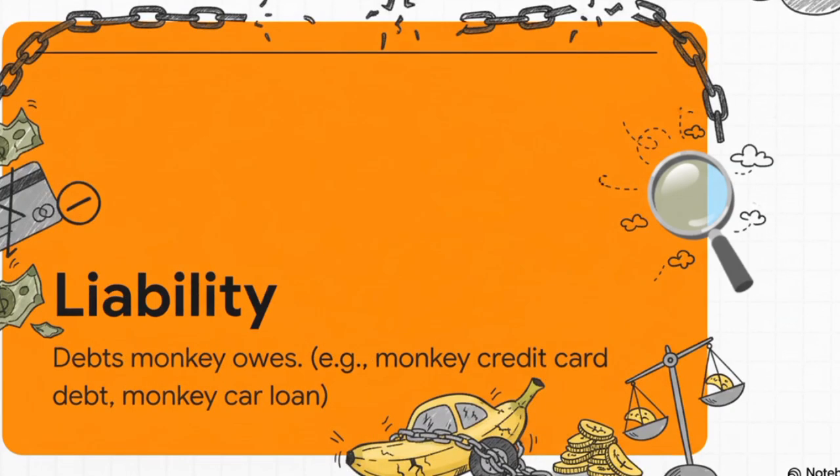And on the flip side of an asset, you've got a liability. These are just the debts a monkey owes. Think monkey credit card debt or a loan for a new banana car. At the end of the day, the goal is pretty simple. You want more assets than you have liabilities.